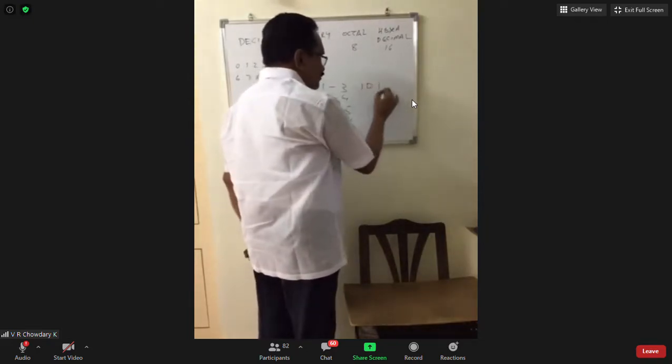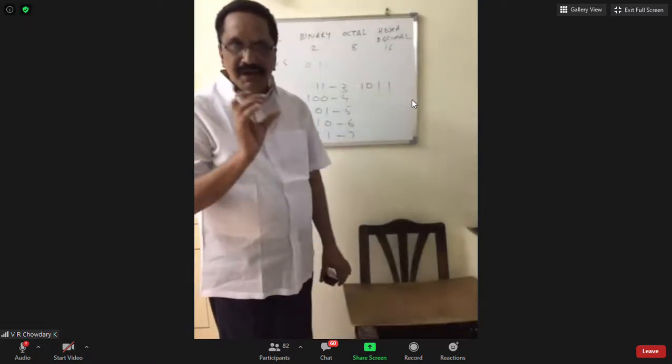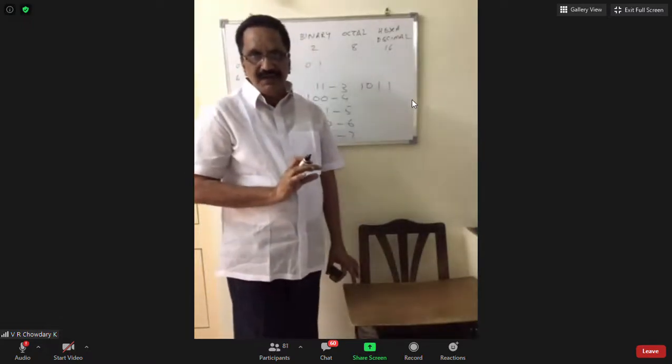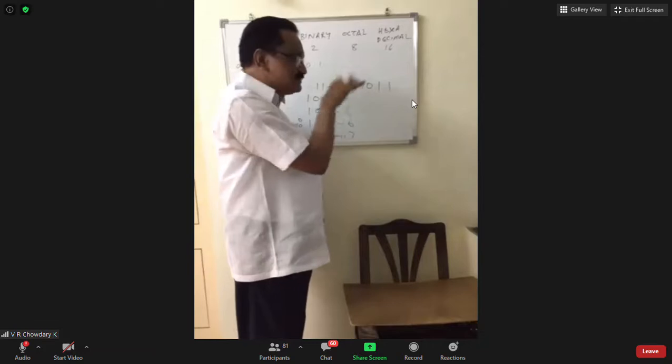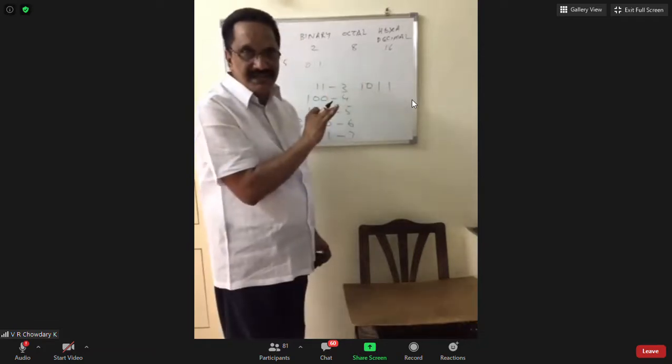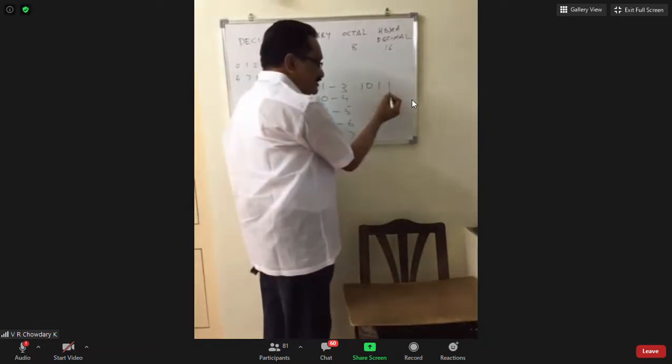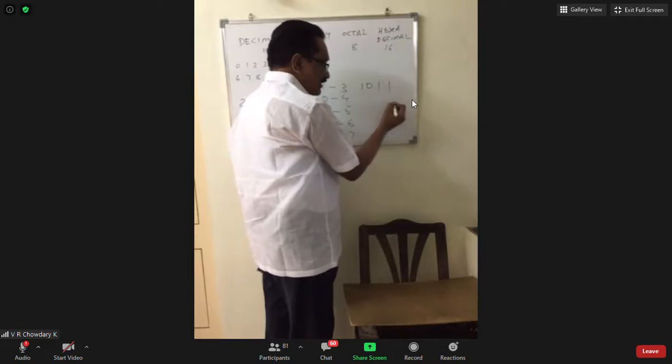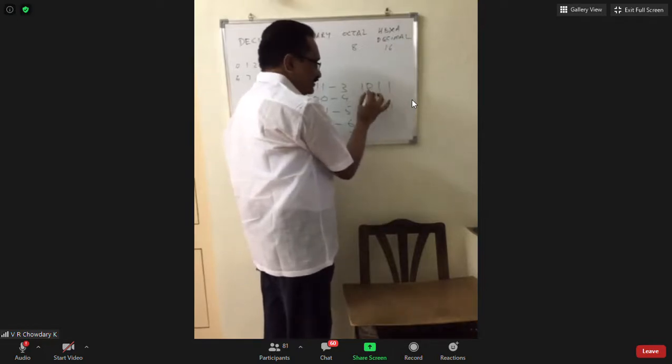Similarly, 1011 is a 4-bit binary number. What is its decimal equivalent? What is the weight of this bit coefficient? 1. What is the weight of this bit coefficient? 2. What is the weight of this bit coefficient? 4. What is the weight of this bit coefficient? 8.